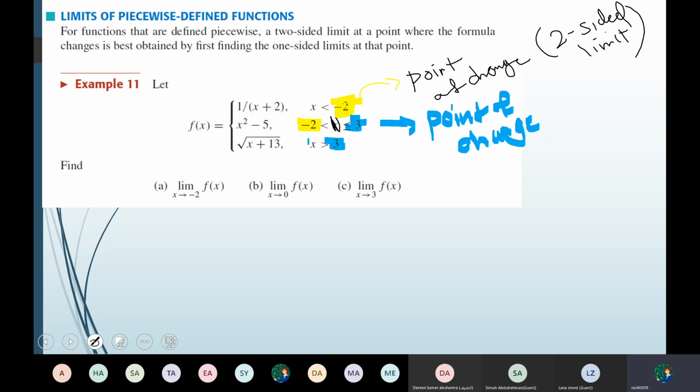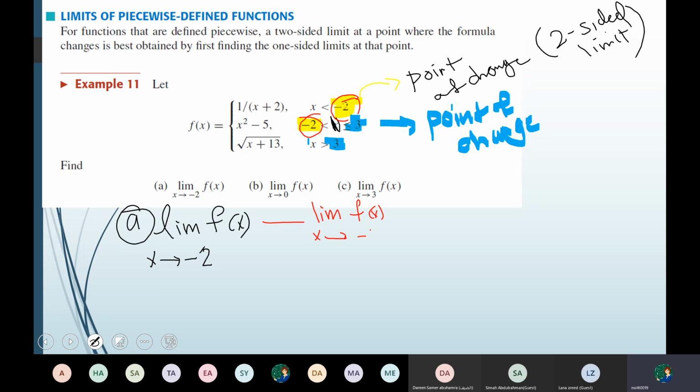Let's do A now. With A, limit of f of x when x approaches negative 2. At point negative 2 here, where's negative 2? Is it here and here? So which function do I have to choose? I have to take both of them. It is limit of f of x when x approaches negative 2 from the right, and limit of f of x when x approaches negative 2 from the left.